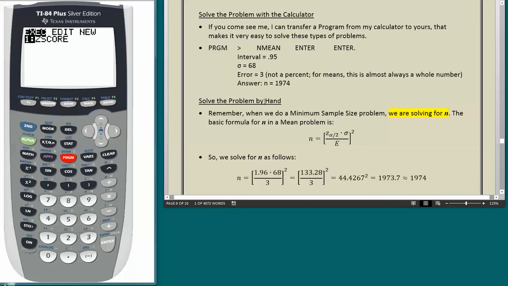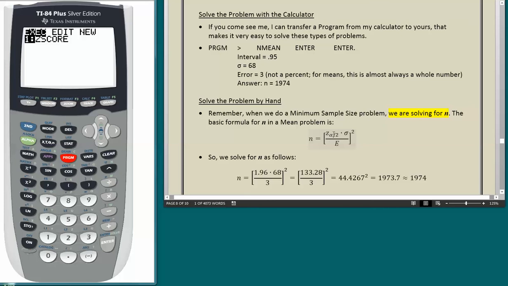You can also do this by hand. Remember, when we do a minimum sample size problem, we are solving for n. The basic formula for n in a mean problem is this, and this is also in my outline. N equals all of this stuff squared, and this is z alpha over 2. This is coming up again. This is a critical value times sigma, and we know what sigma is, over the margin of error, and we know what the margin of error is. The margin of error is 3. Sigma is 68.